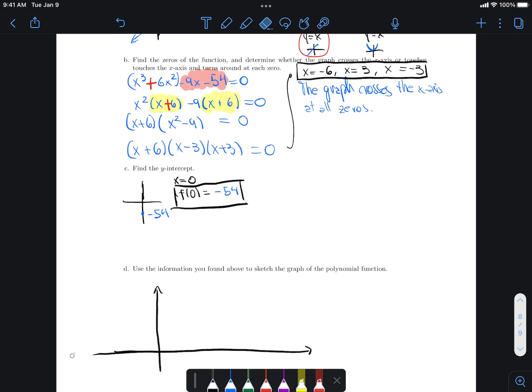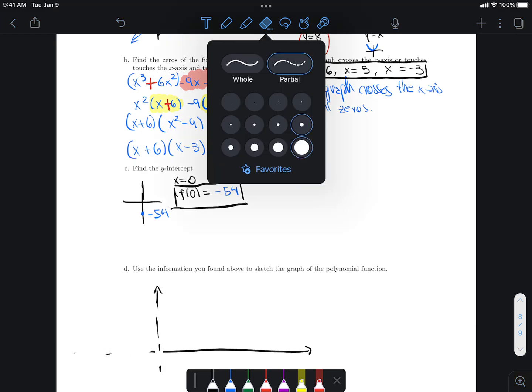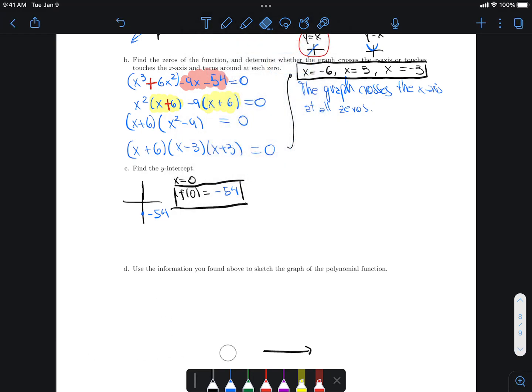So maybe I'll graph this a little differently. I have to go further to the left than to the right, so I'll leave some extra left space on my graph. So this will be my negative 6. This will be my negative 3 right here, and my positive 3. Okay, so these are the 3 points that kind of pin my graph.